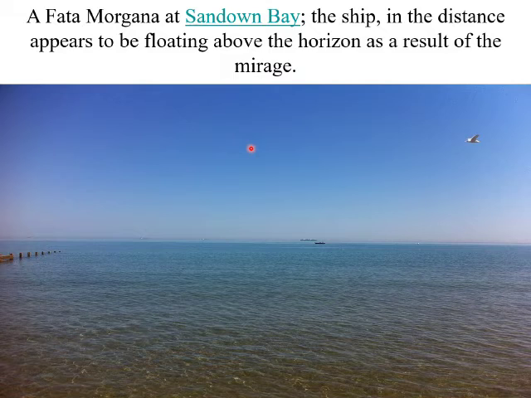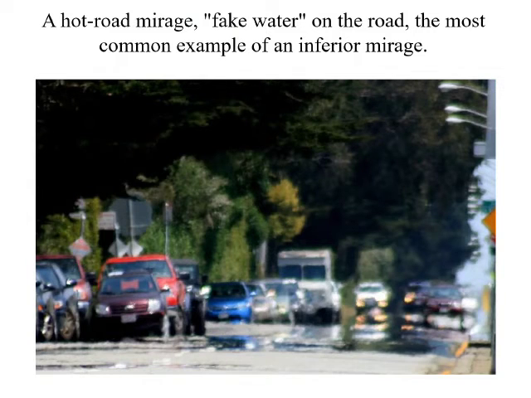So this is a Fata Morgana at Sandown Bay. The ship in the distance appears to be floating above the horizon as a result of mirage. So here this is the actual ship, but it appears to be floating above the horizon. So this is one more example of superior mirage. One more example here of inferior mirage that is formed on a hot road, and that is of fake water. And that is one more example of inferior mirage.